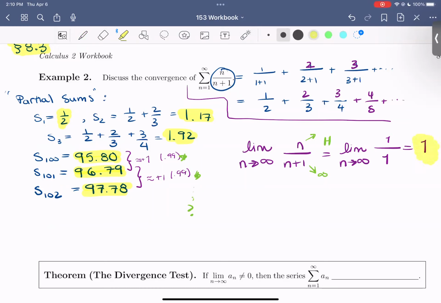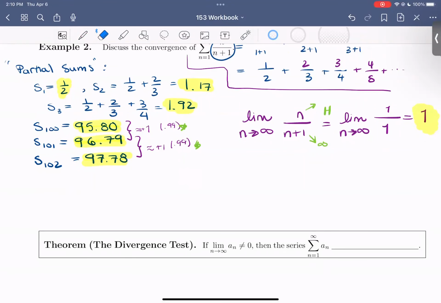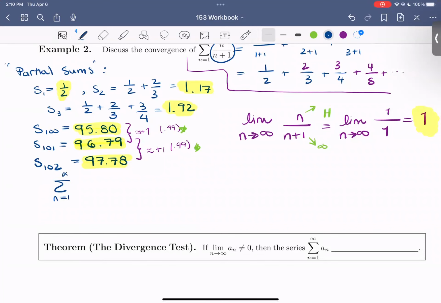So what does that mean for us in this series? Well, if we consider what this series looks like, the sum from n equals 1 to infinity, again we saw this as 1/2 plus 2/3 plus 3/4 plus 4/5. As we go large enough, as we look far enough in our series, we're going to just start adding ones. So eventually we'll just keep on adding ones forever.